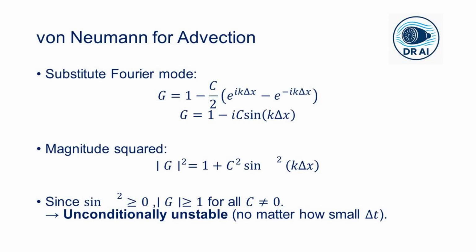So this is the famous forward in time, central in space instability for advection. The central difference fails to respect the direction of information propagation, leading to a growth of high frequency errors.